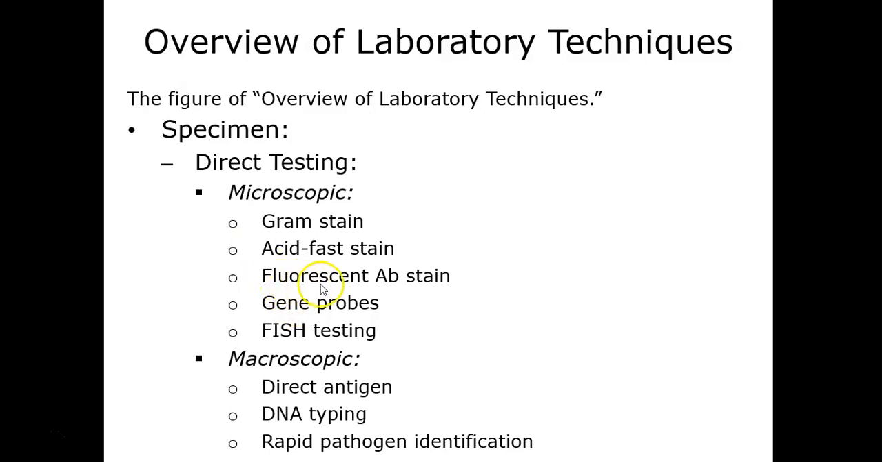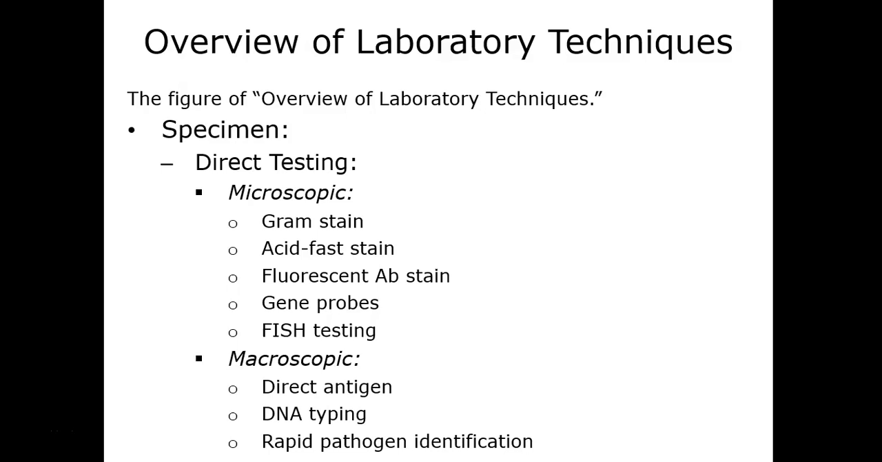We can also utilize antibodies that have a fluorescent tag to them, and we can stain the cells with that fluorescent tag to study them as we expose them to UV light. They will glow and kind of show us where they are located. This is often called fluorescent microscopy.